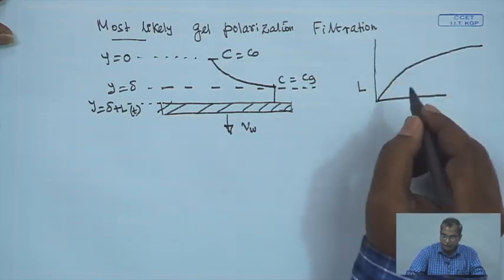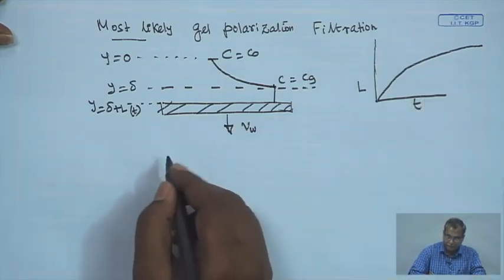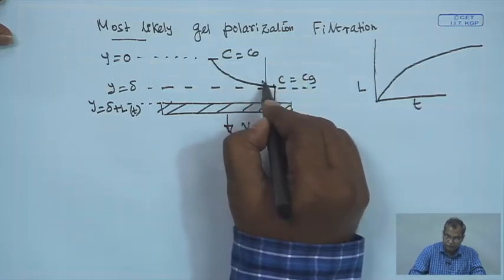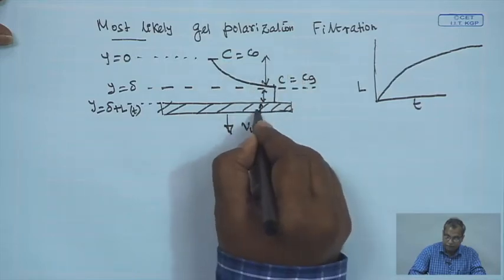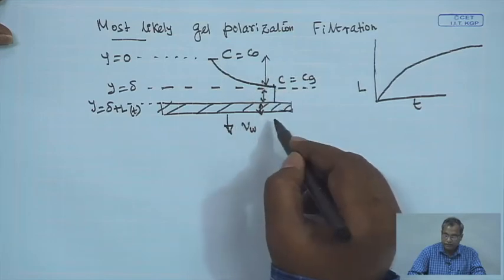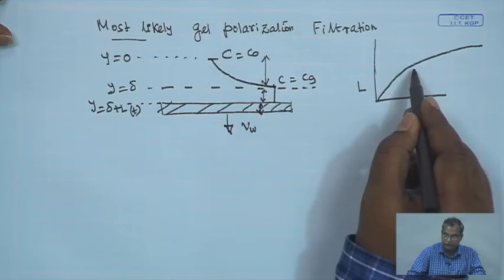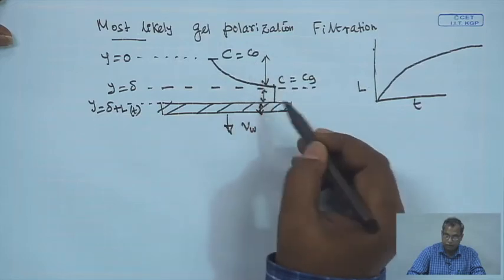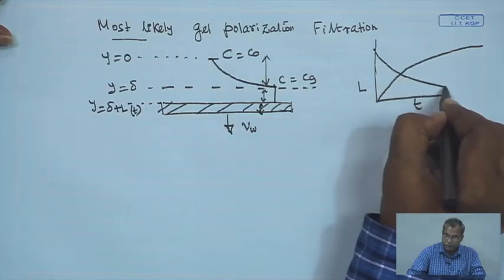And as you have seen, there will be three resistances acting in tandem in this case. One is the mass transfer boundary layer resistance, another is the gel layer resistance, and another is the membrane resistance. These three resistances are acting in tandem here, and since the gel layer resistance is increasing as a function of time, while the membrane resistance remains constant and the mass transfer boundary layer also remains constant, you will be getting a constant decrease in permeate flux.